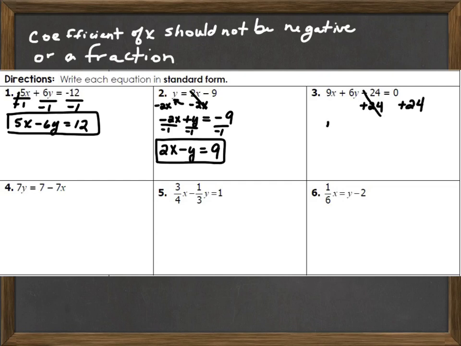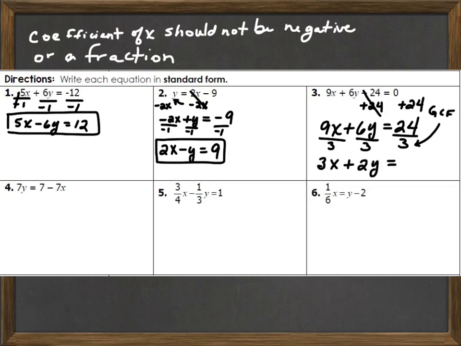And so now we have 9x plus 6y equals 24. Now, if you want it in lowest terms, which you usually do, you factor out your greatest common factor. And so that means you divide by your greatest common factor, which is 3. And I'm going to put this little arrow here and say that that is the GCF, just so you know what that is. And so our final answer would be 3x plus 2y equals 8.